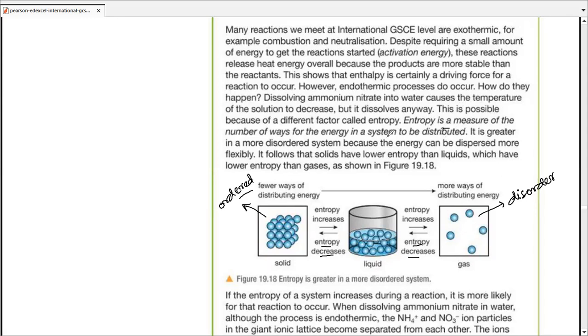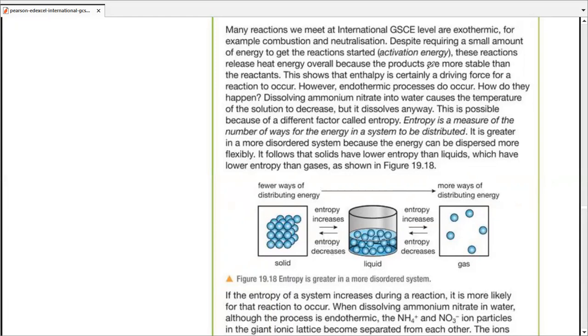Although entropy is defined as the number of ways for energy in a system to be distributed, it's also a very good idea for a student to understand it on the basis of order and disorder. The more the molecules are orderly arranged, the lesser will be the entropy. The more the molecules are disorderly arranged, the higher would be the entropy.